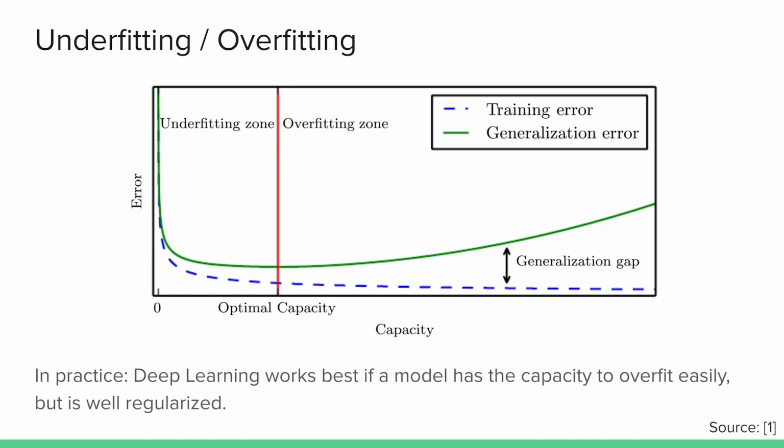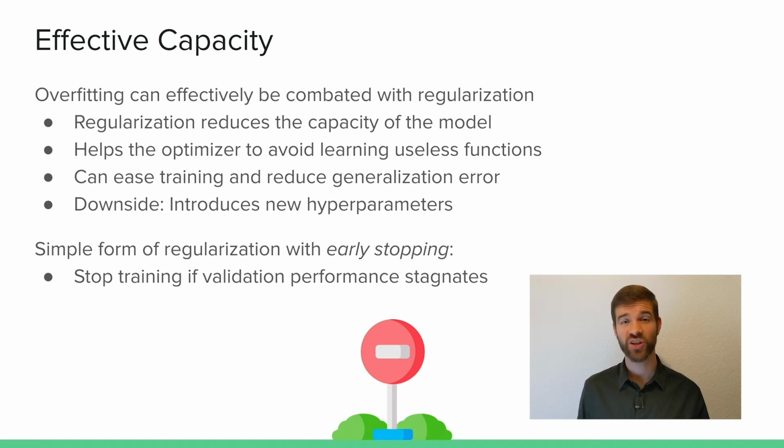In practice, for deep learning, what that means is that deep neural networks work best if they have the capacity to easily overfit, but are well regularized. So we're kind of controlling them to not go into that overfitting zone. How do we do this? Well, this will be the topic of the rest of this lecture, and there will be a dedicated lecture sometime later on regularization and visualization. The effective capacity that we actually have in our network can be adjusted by several things.